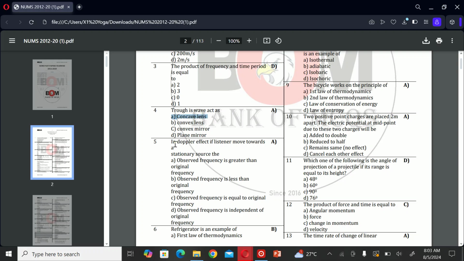The next MCQ is on the Doppler effect. If a listener moves towards a stationary source, A the observed frequency is greater than the original frequency, B the observed frequency is less than the original frequency, C the observed frequency is equal to the original frequency, D the observed frequency is independent of the original frequency. So the correct option is A. Observed frequency is greater than original frequency.